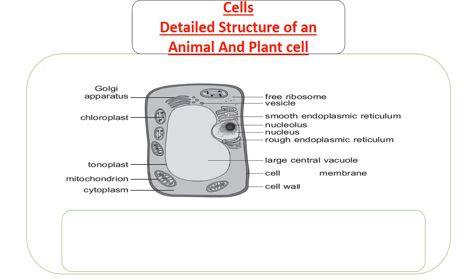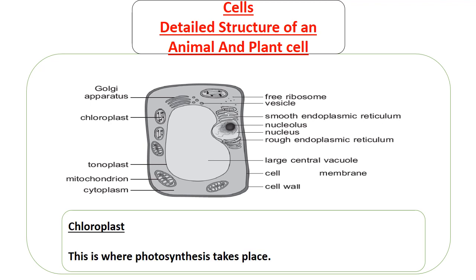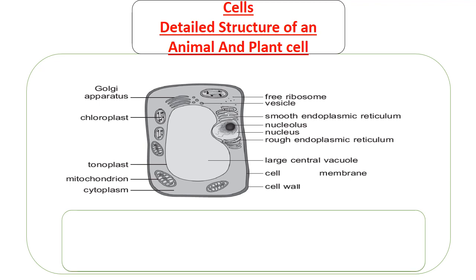Another organelle is the chloroplast. In a chloroplast, it's where photosynthesis takes place. Photosynthesis is the process by which food is made using sunlight energy, and it happens inside the chloroplast.